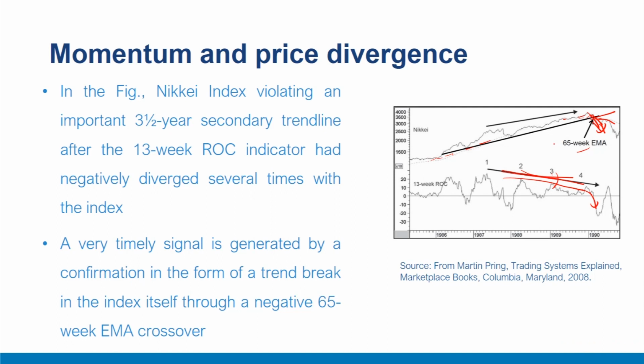A divergence that sets up very close to the equilibrium line is often followed by a sharp price move when confirmed by price. So we can see here the divergence is set up. The 13-week ROC is closer to the equilibrium line, which shows a lot of weakness. And then all this is confirmed by actual price action here.